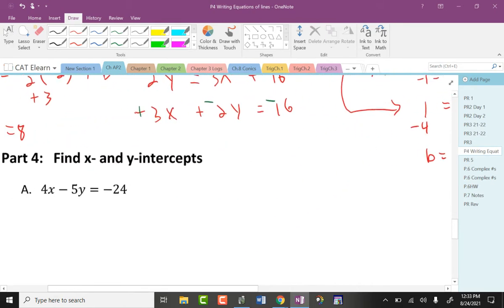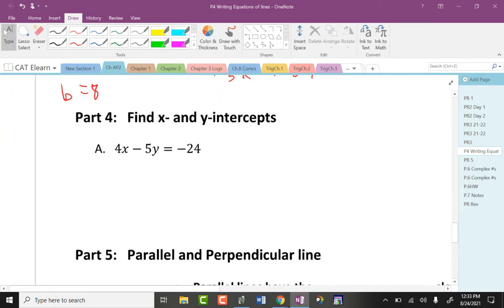Okay, I think we're done with those. Oh, I skipped this one last hour. Bummer. This is actually pretty easy.